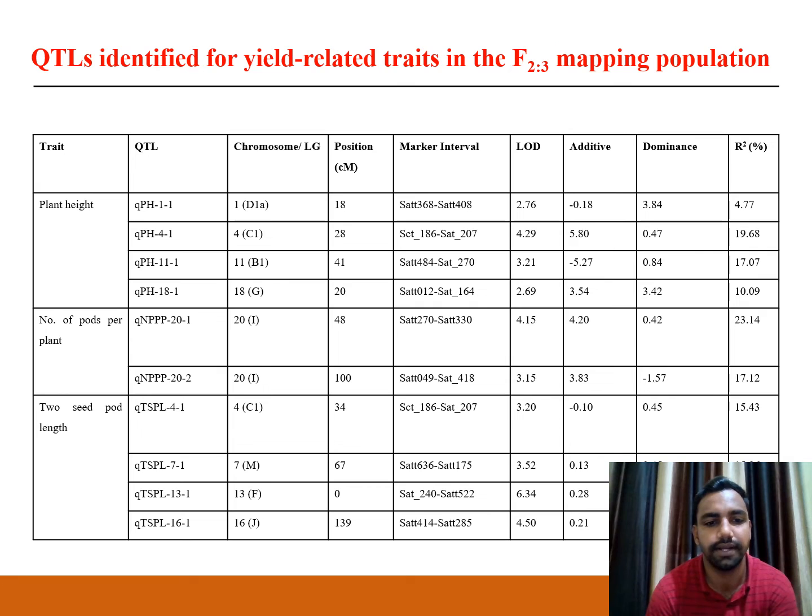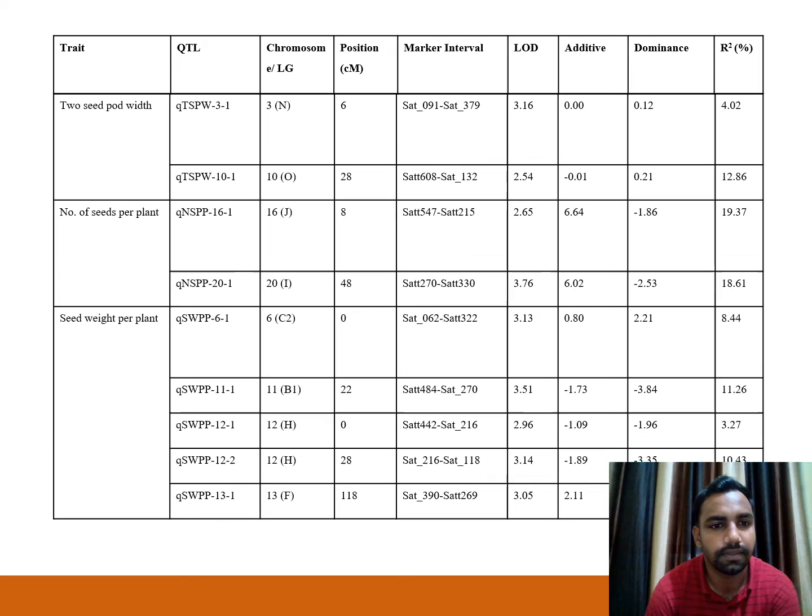For two seed pod length, we identified 4 QTLs on chromosome 4, 7, 13, and 16. Here also we identified major QTLs, which you can see in the R square values. For two seed pod width, we identified 2 QTLs on chromosome 3 and 10. Here, one major QTL was identified on chromosome 10 with an R square value of 12.86%. For number of seeds per plant, we identified 2 QTLs on chromosome 16 and 20, and both these QTLs were major QTLs. Here you can see the R square values, which are 19.37% and 18.67% respectively.